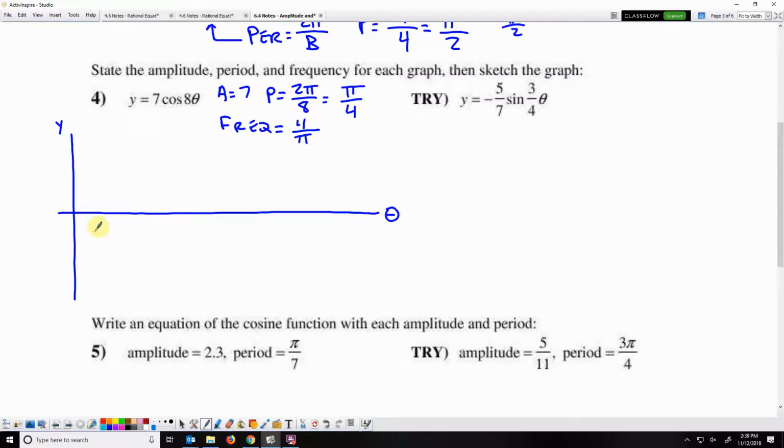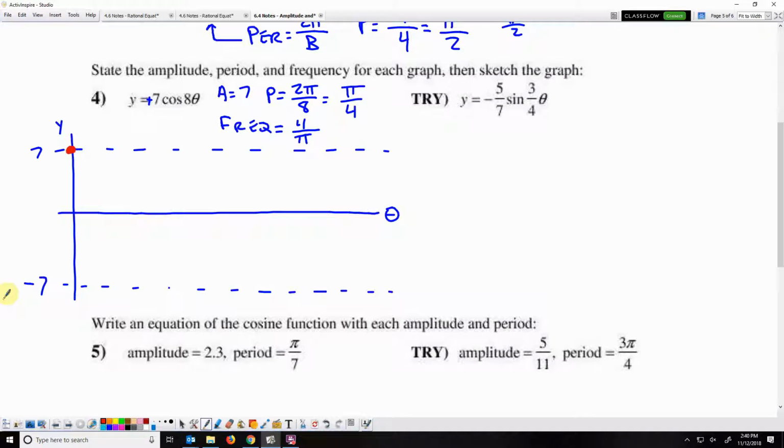The amplitude is 7, which means the maximum is going to be 7, and the minimum is going to be -7. As a cosine graph, it will start either at the maximum or the minimum, and since this right here is positive, it will start at the maximum. So it's going to start right there.